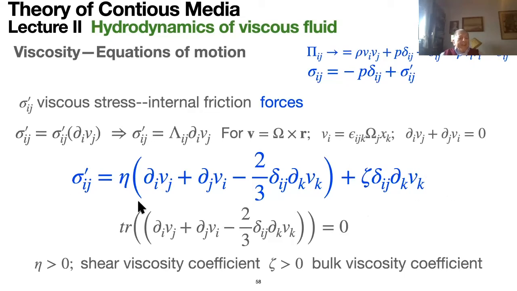So we have guessed the form of the stress tensor for viscosity by a simple symmetry argument. That is also something you should remember when studying continuous media, that you can guess a lot by doing a dimensional analysis and also employing a symmetry argument.